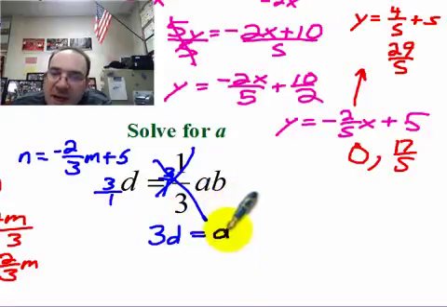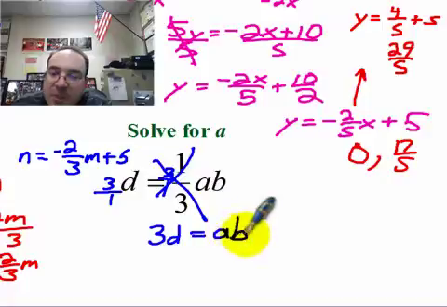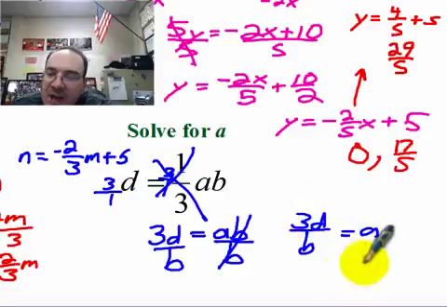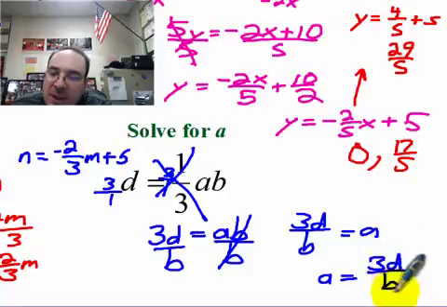And I just end up with AB. And then since I'm multiplying by B, I will divide by B, and the B's go away, and I get 3D over B equals A, and you can flip-flop those and write A equals 3D over B.